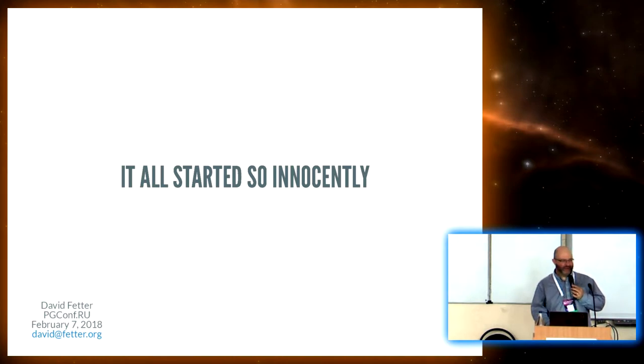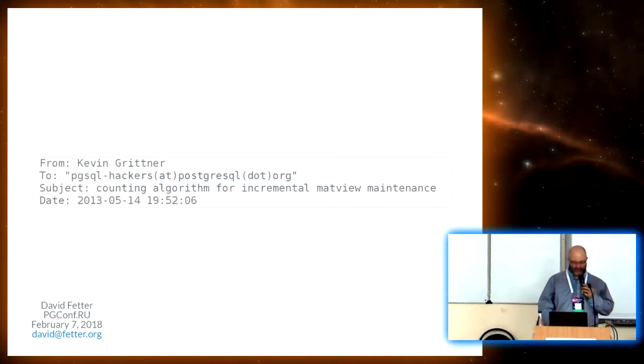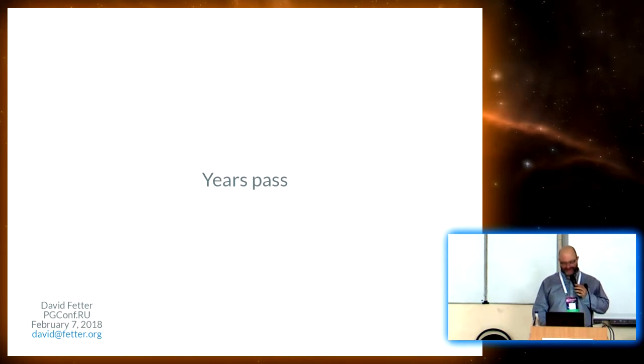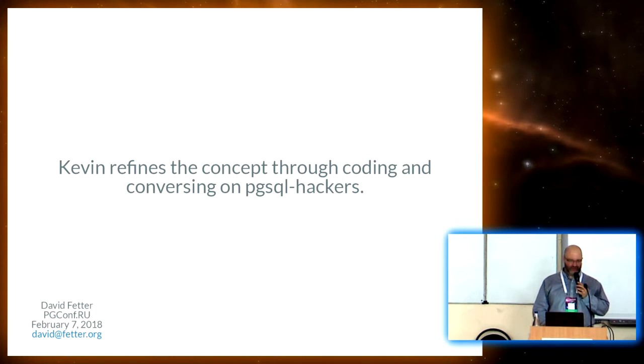It all started out very innocently when Kevin Grittner sent a message to hackers. Note the date, this is 2013. And it started out with a kind of theoretical idea that we were going to use the counting algorithm to maintain materialized views. Then years pass, and Kevin Grittner, who came up with the original idea, writes several versions of this code. He gets stuck a couple times.